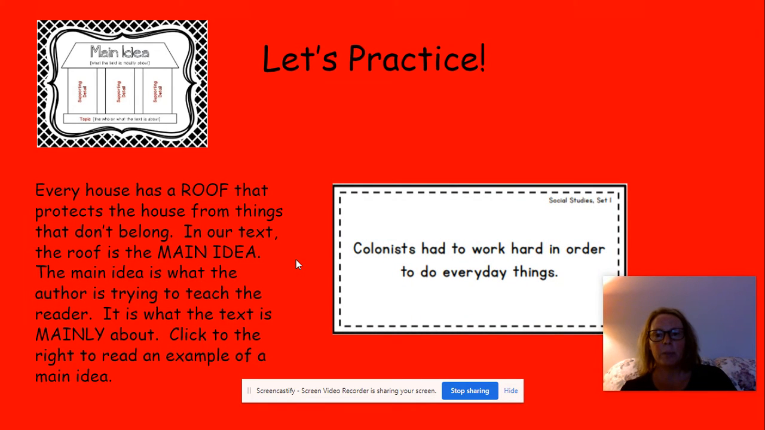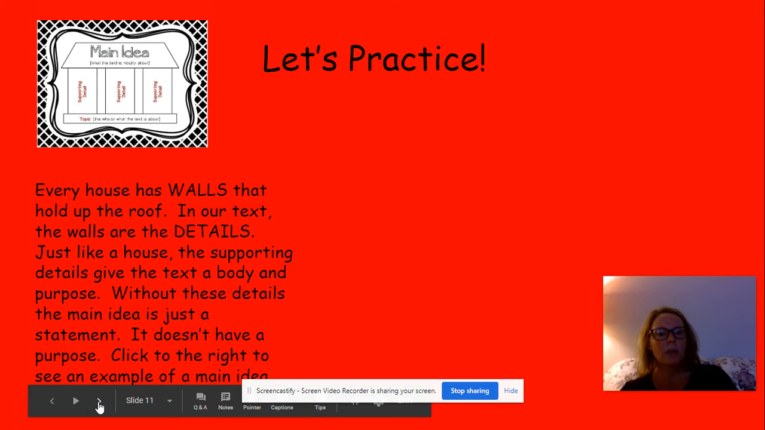And if we were reading a book about this, colonists had to work hard in order to do everyday things. So our topic is life in colonial America, and now we're going to get a little bit more specific. Colonists had to work hard in order to do everyday things. So then we're going to look at some details. I think this one I have to click twice. We're going to look at some details to prove that colonists had to work hard in order to do everyday things. So the details would be the support. It's what keeps the roof up, or it supports that main idea.